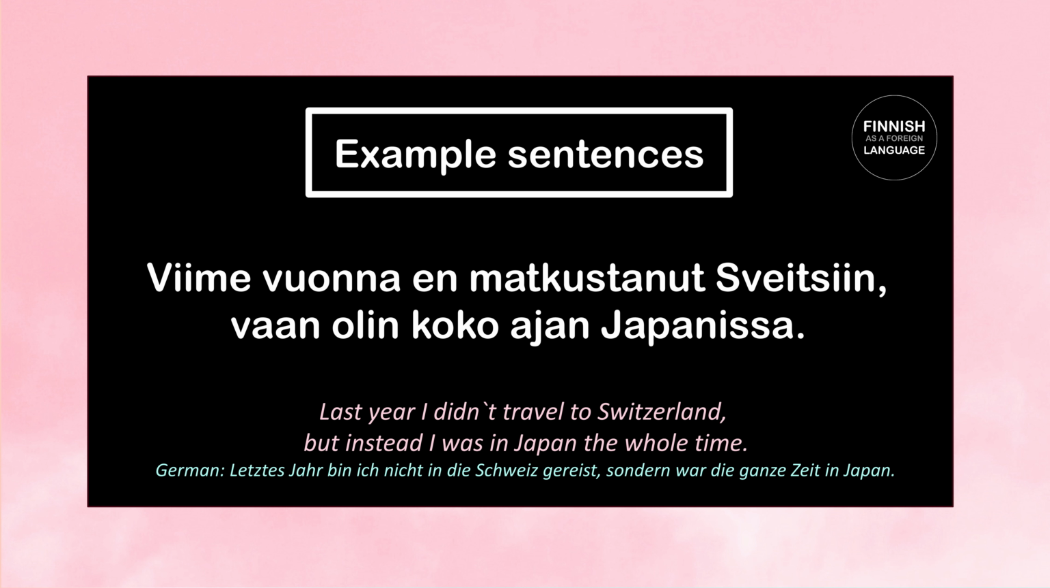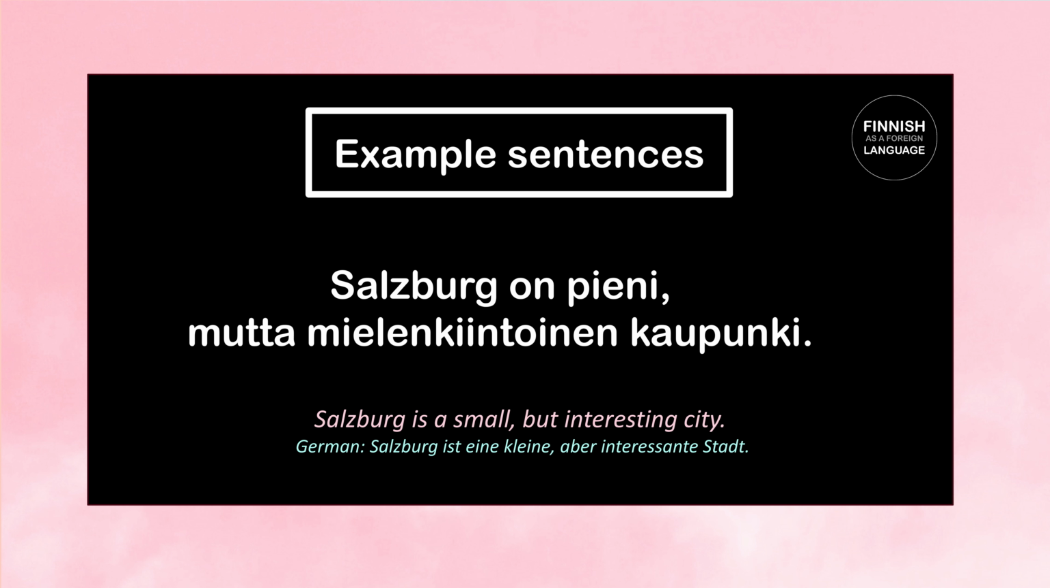Alright, next one. Salzburg on pieni, mutta mielenkiintoinen kaupunki means Salzburg is a small but interesting town. By the way, Salzburg is a famous small town in Austria. So let's go through it. On pieni means is small. On is the third person singular present tense of the verb olla, which means to be. Pieni means small. Mutta here is our conjunction meaning but. Mielenkiintoinen means interesting and kaupunki means city or town.